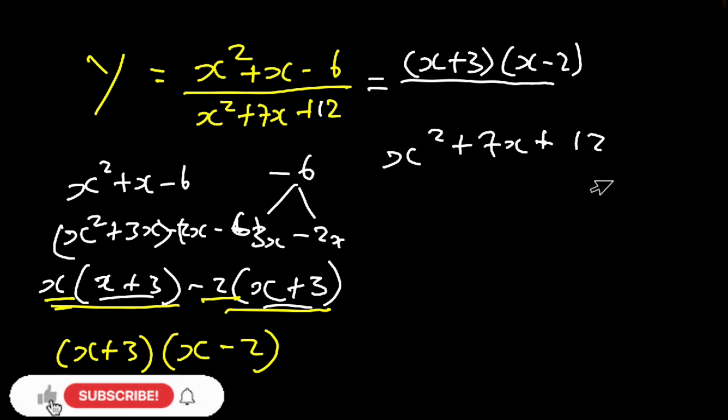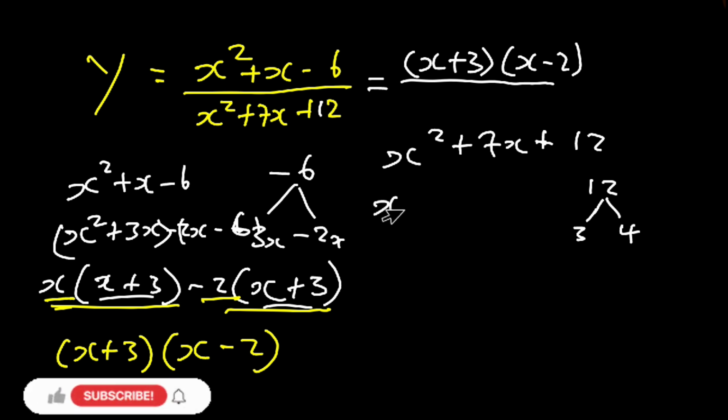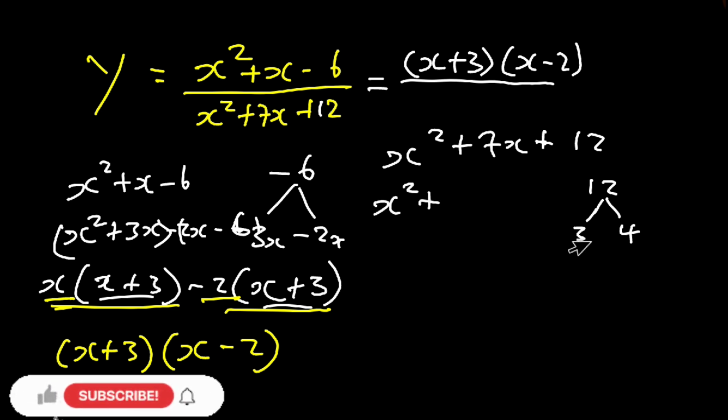So two numbers that will multiply to get 12 but add to get 7. They are 3 and 4, right? 3 times 4 is 12. 3 plus 4 is 7. Let's replace 7x with 3x and 4x. Both are positive. We have x squared plus 4x plus 3x, then plus 12.